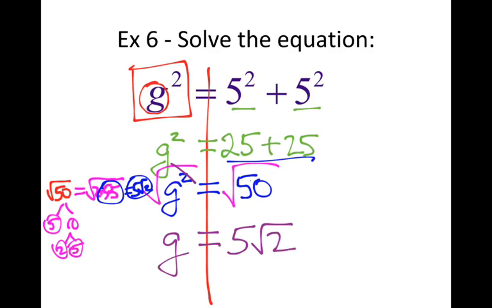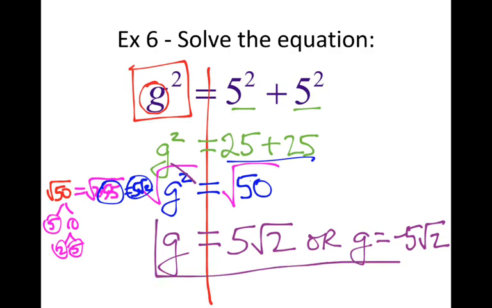But remember, we should get 2 answers for these problems with squares in them. So we're going to write or g equals negative 5 square root of 2. Again, make sure that you write your answers, both answers, as a full equation. G equals one number, G equals another number. For a problem like this, it's not a huge deal, but the ones where we get different answers, it is going to be.